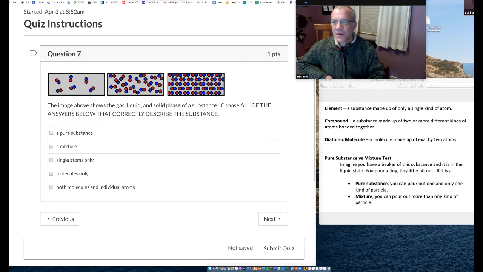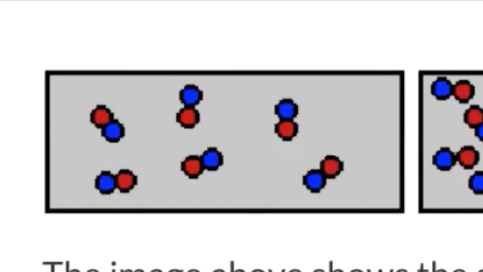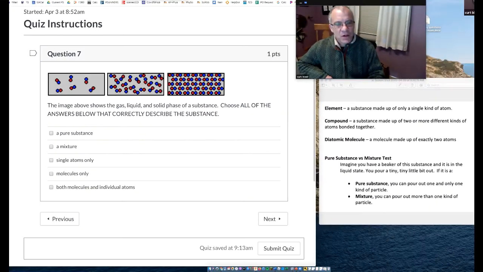Here's question 7. Is this a pure substance or a mixture? This is a pure substance because the only thing you could pour out of a beaker of this would be a particle like that, or a particle like that, or a particle like that, or a particle like that. Everything you could pour out is the same. So this is a pure substance. You can pour out only one type of particle. Is it single atoms only or molecules? It is molecules only. Let's go to the last question, 8.